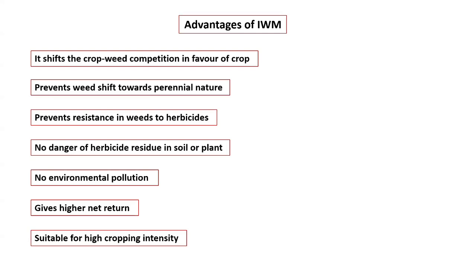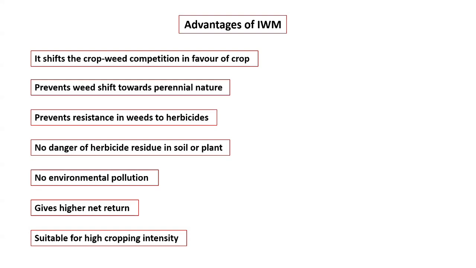Also, lots of types of weeds are present: annuals, biennials, and perennials. Perennial weeds are the most dangerous. Why? Because they flourish in lots of ways, propagating through vegetative parts and through seeds. That's why we are required to restrict the weeds so that they do not shift towards perennial nature. Otherwise, it will be too difficult to control, and we also need to prevent resistance against herbicides by weeds.